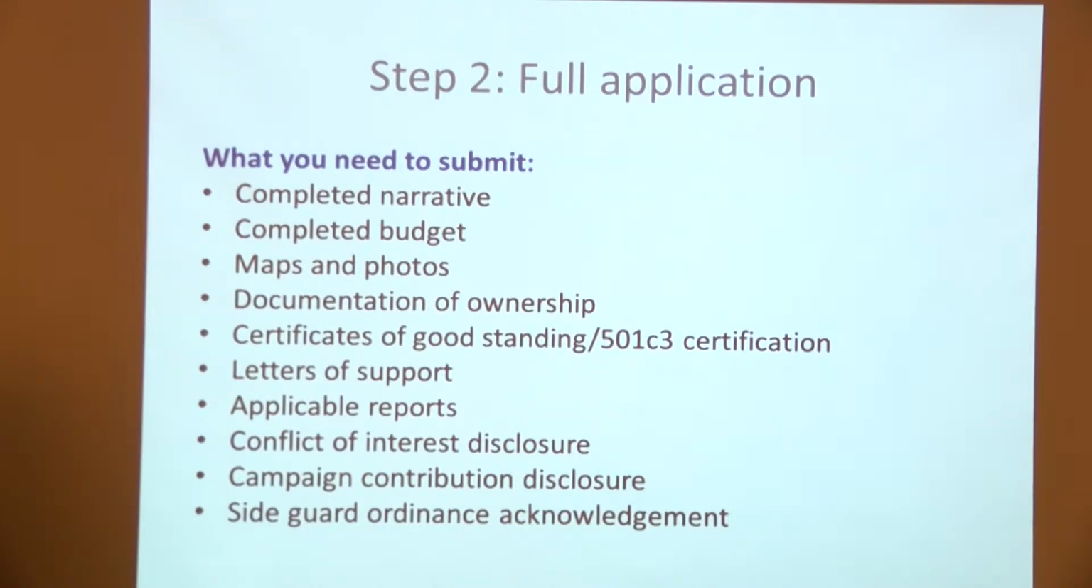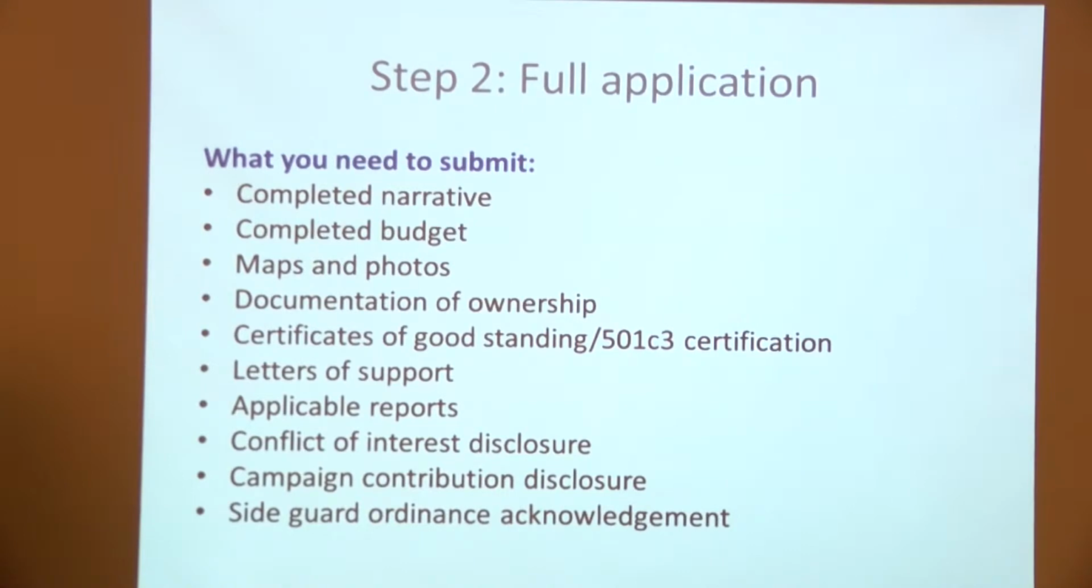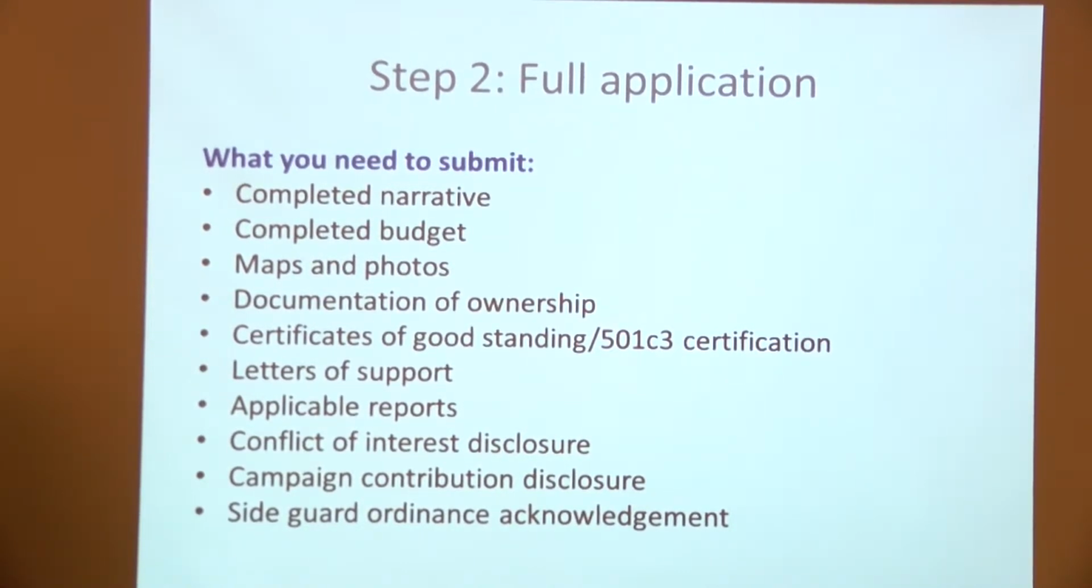Assuming that your application is determined to be eligible for CPA funding, you will need to submit a full application. So there's a long list of things that you will need to submit. There's a narrative application, you'll need to submit a budget, and then supporting documentation, which could include maps and photos, documentation of your ownership, certificates of good standing, and your 501c3 certification to demonstrate that you can receive the funds, letters of support from community members and other stakeholders, any applicable reports, and then some things that are legally required by local ordinance: a conflict of interest disclosure, a campaign contribution disclosure, and acknowledging the Sign Guard ordinance, and then any contractors you may be hiring through your project are in compliance.